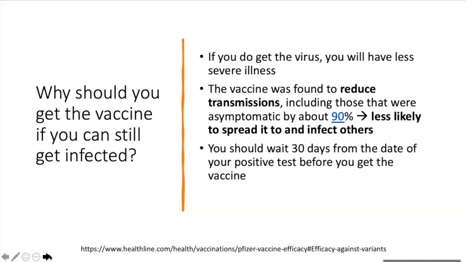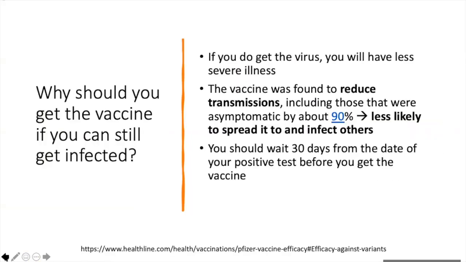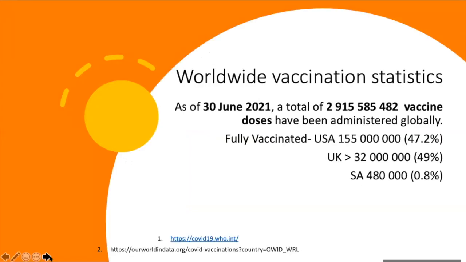So the recommendation currently from the Department of Health is that if you have tested COVID positive, you should wait 30 days from the date of your positive test before you can get the vaccine. Okay, any questions about this? No questions. Okay, great.